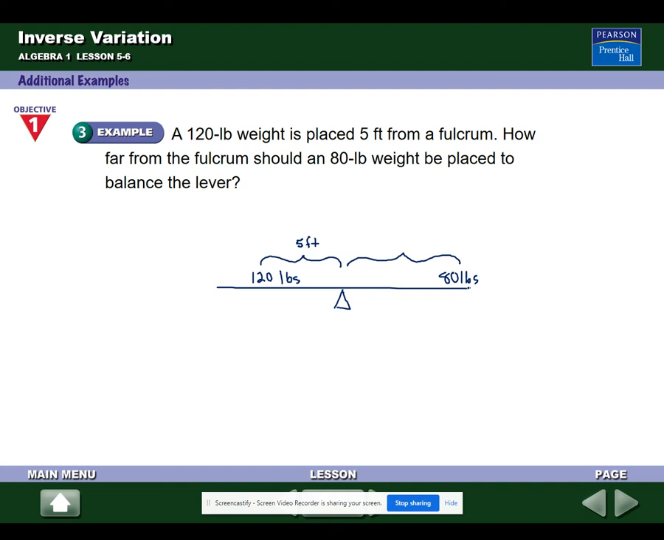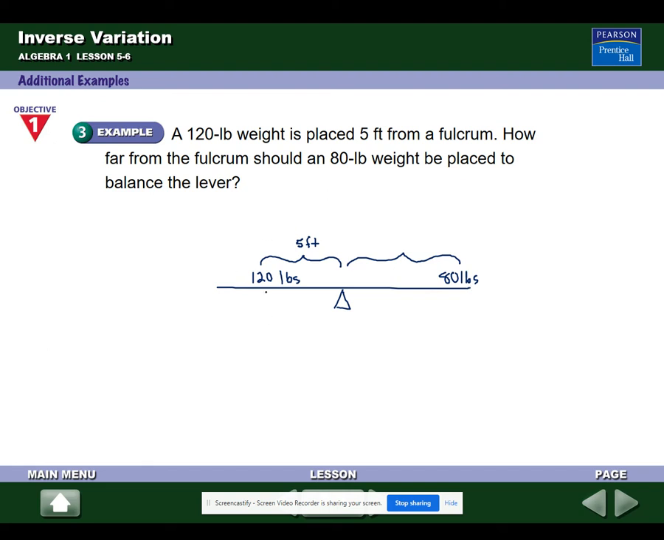And they weigh less than you. You need to scoot forward. He or she needs to scoot backward in order for you to balance each other. The farther away, the more that you're able to balance that out, okay? And this is the inverse variation relationship.